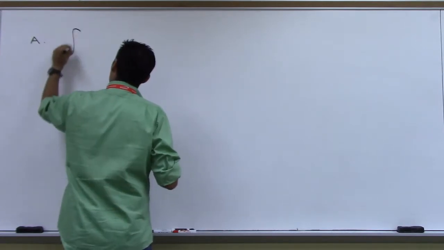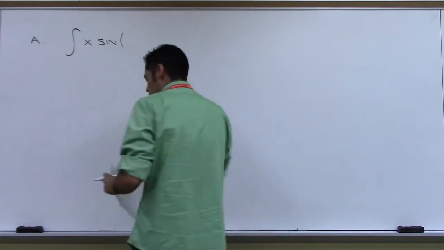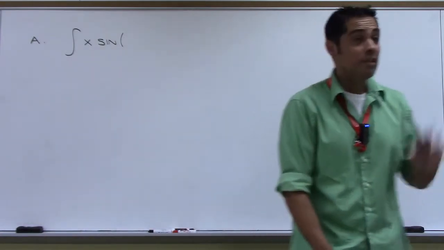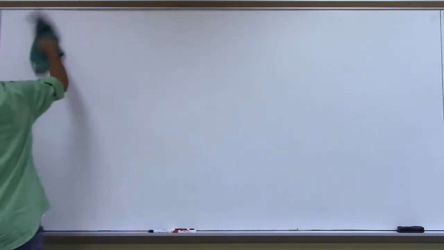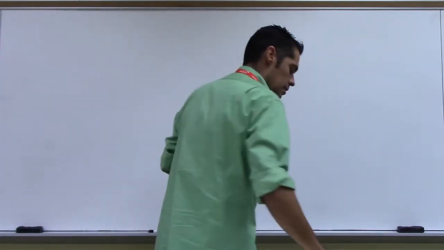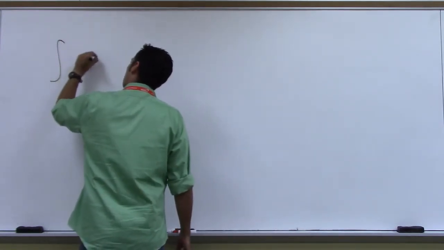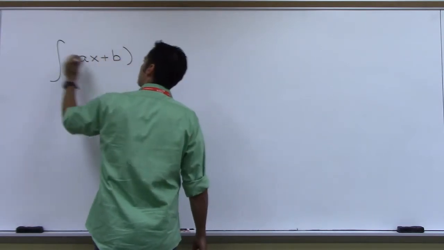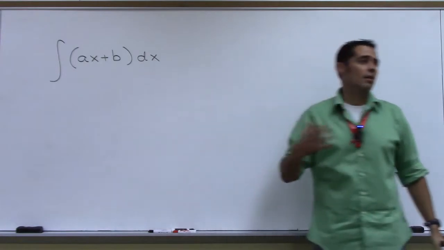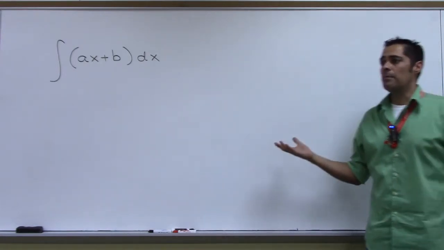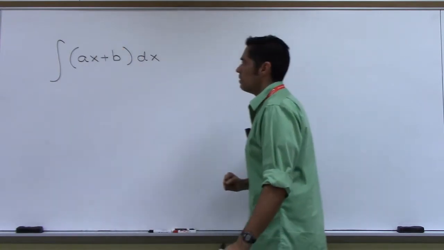We want to find the antiderivative of x sine. Oh, you know what? Before I start this, I wanted to show y'all something really useful, okay? I'll get back to this. What is the integral of a linear expression like this? Okay, so here A and B are constants. X is your variable. What is the antiderivative of a linear expression like this?